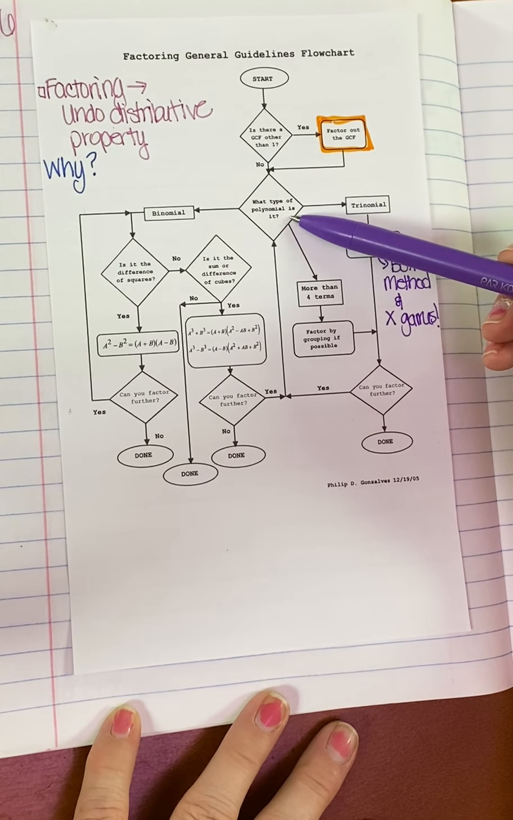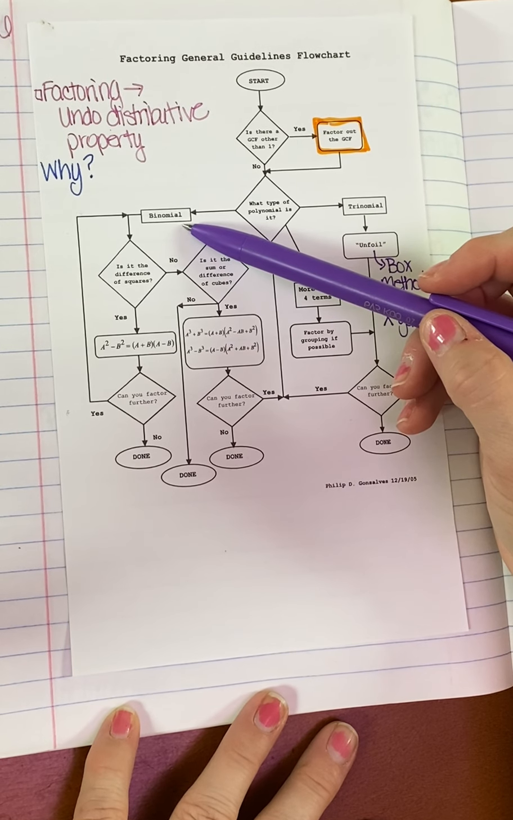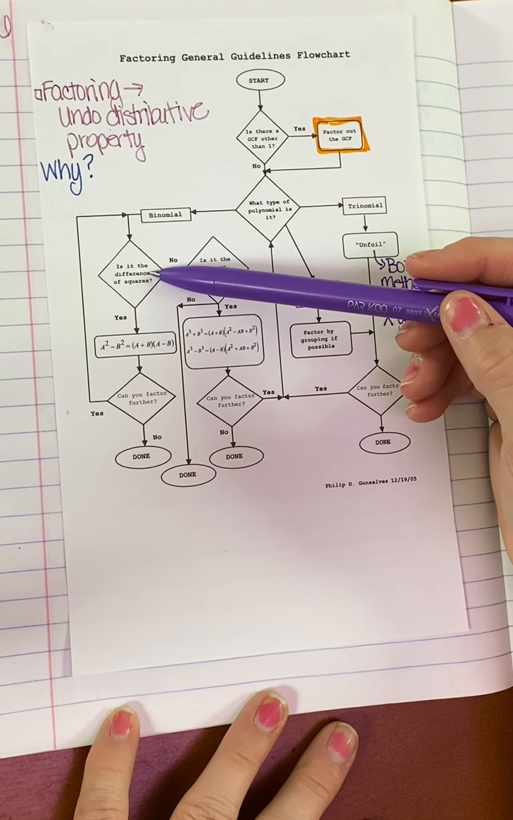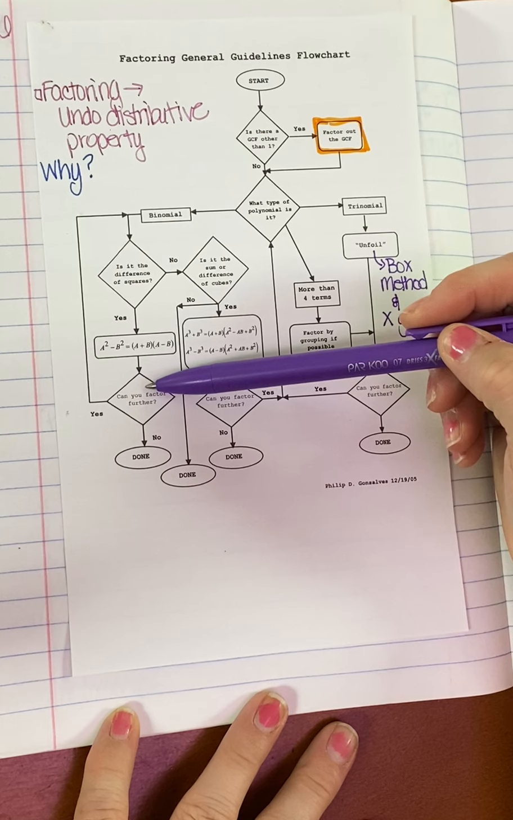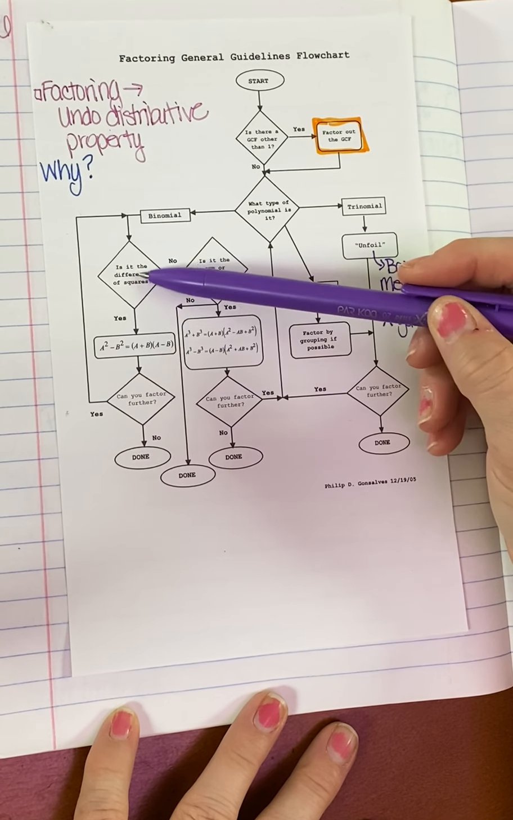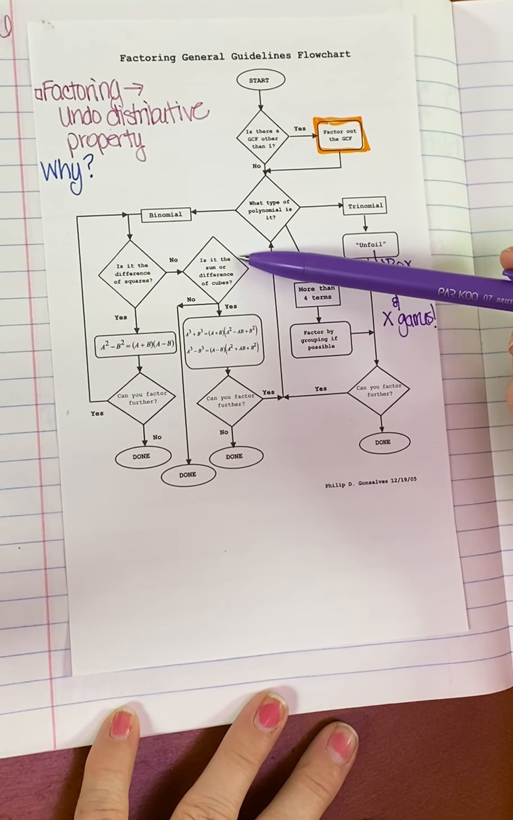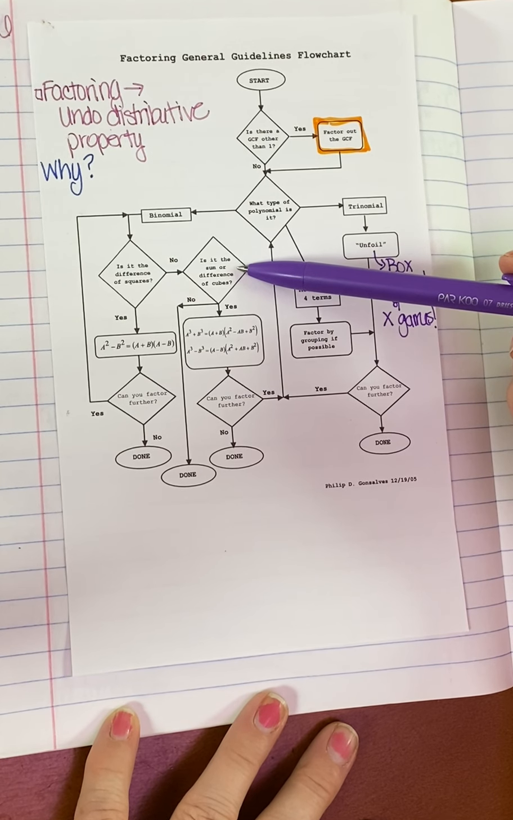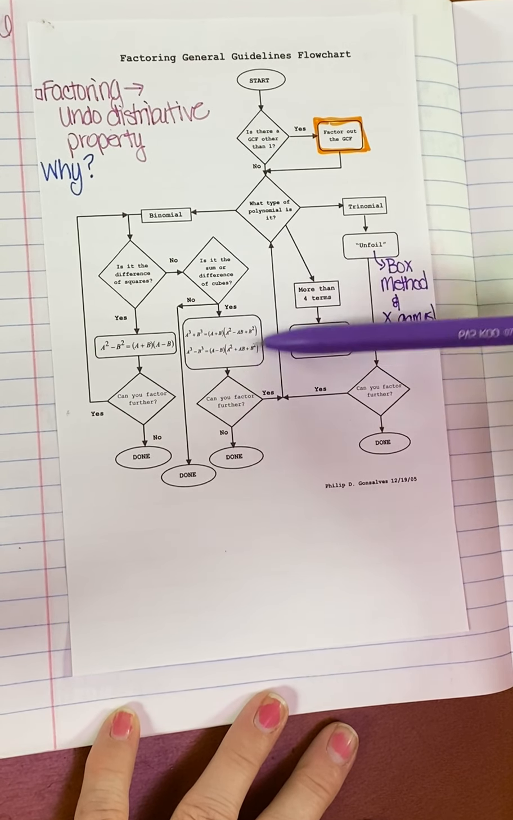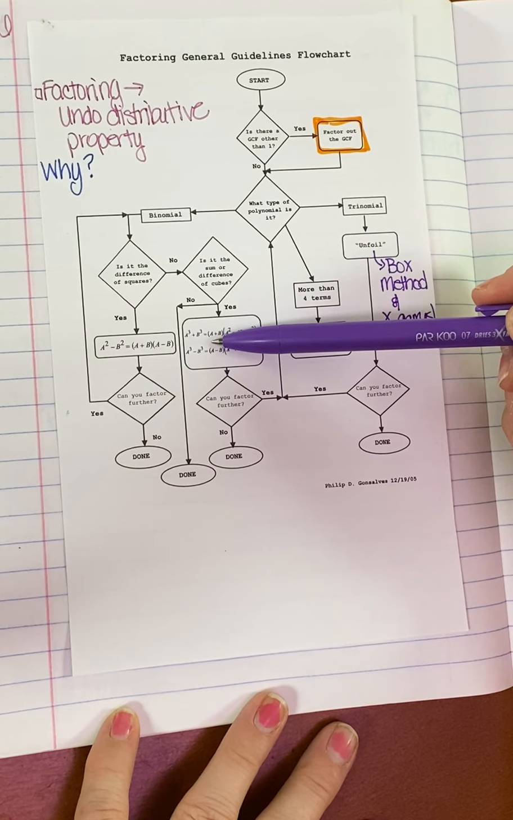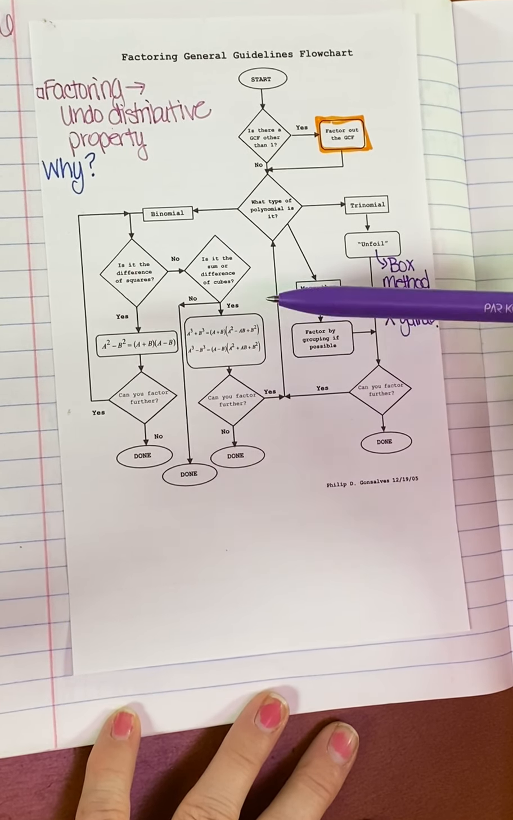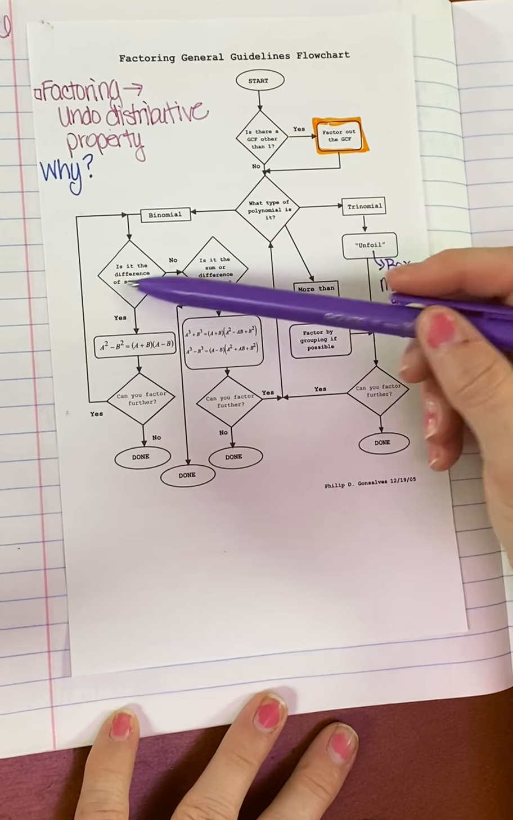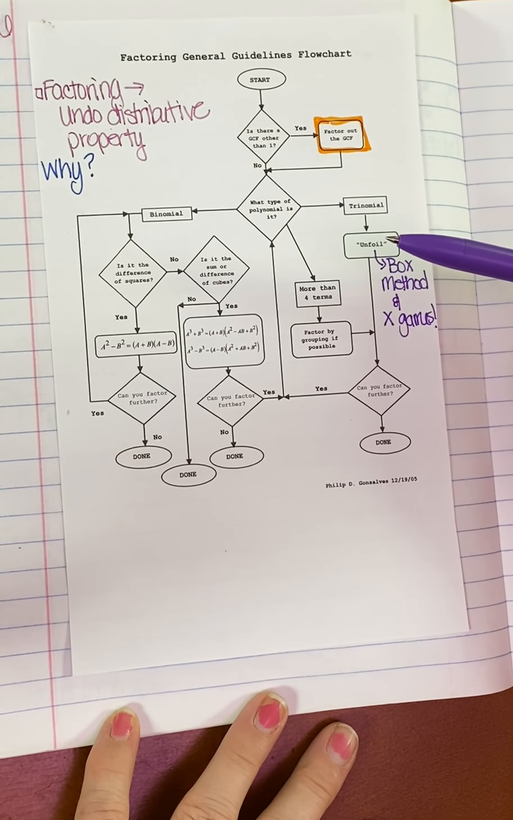Once you've factored out the GCF, then you go down and look at what type of polynomial it is. Is it a binomial? If it's a binomial and there is a difference of squares, then you follow this method. We'll talk about that in a minute. If there's not a difference of squares, is there a sum or difference of cubes? If there is, this is a little bit further. If there's not, you're done.